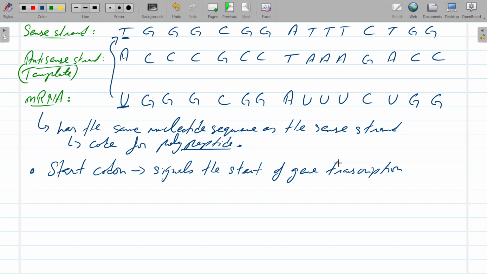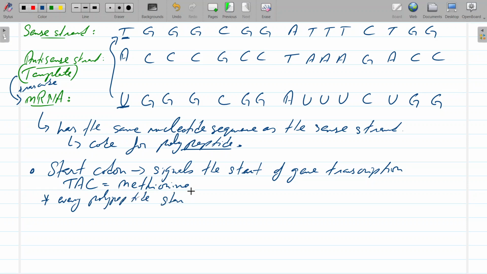So when the DNA is being transcribed into mRNA, right? Transcribed to mRNA, so that's called transcription. And that code on the sense strand is TAC, and it also codes for the amino acid methionine, which we mentioned earlier, right? So this is the only code. So every polypeptide starts with methionine.